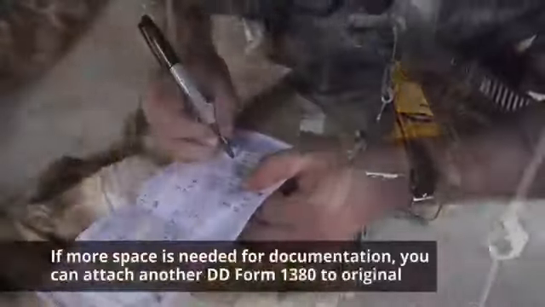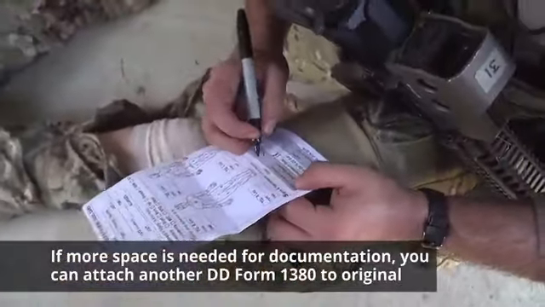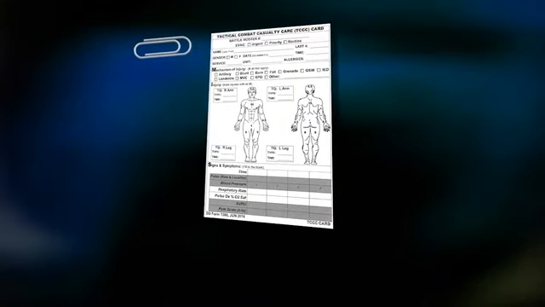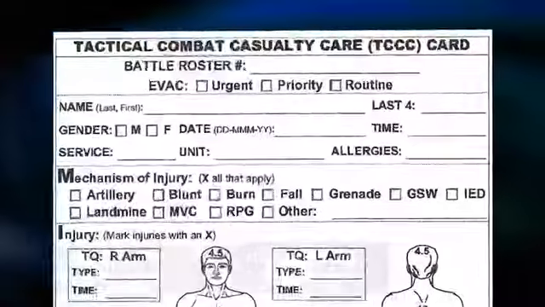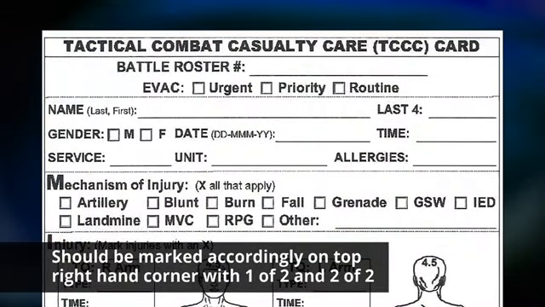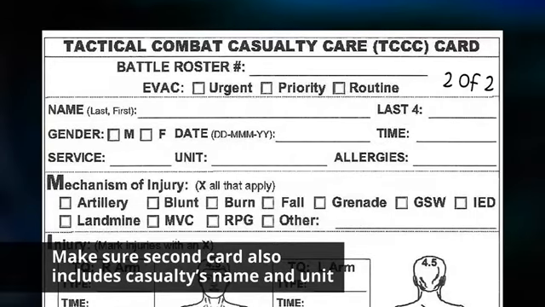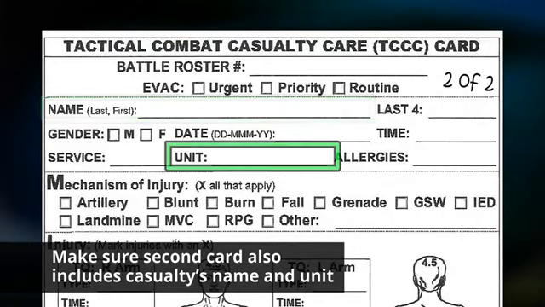Also, if more space is needed for documentation, you can attach another DD Form 1380 to the original using a safety pin or some other means. The form should be marked accordingly on the top right-hand corners with 1 of 2 and 2 of 2, making sure the second card also includes the casualty's name and unit.